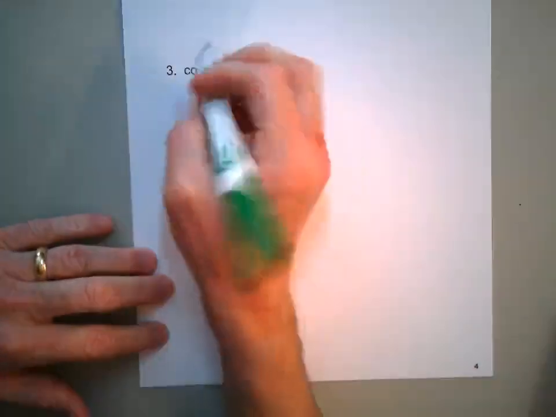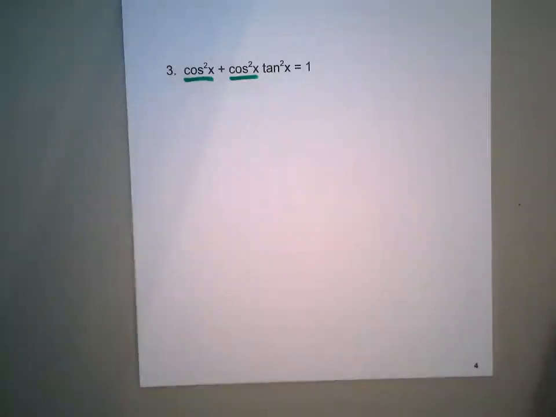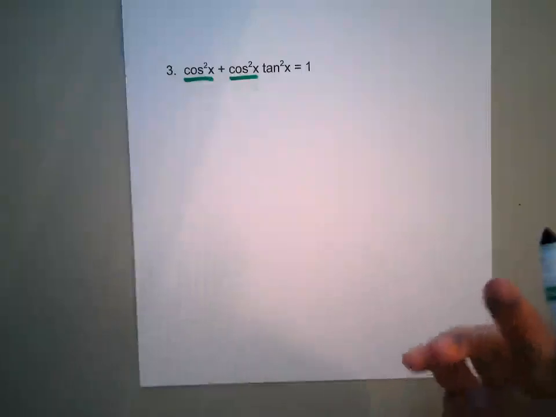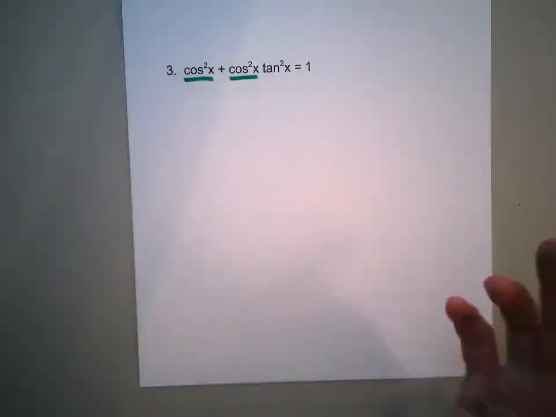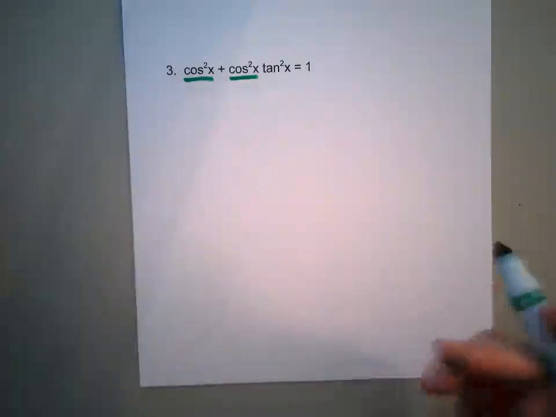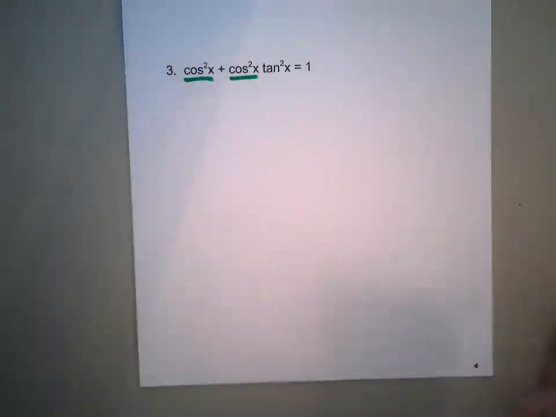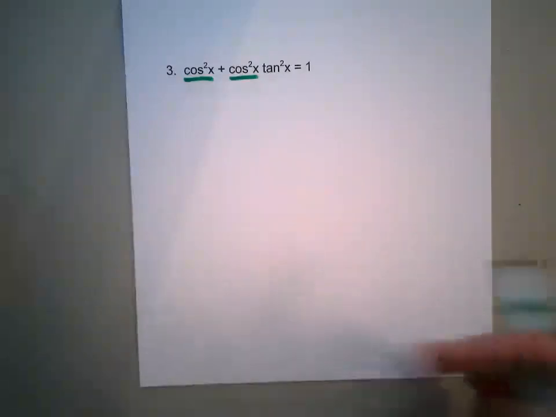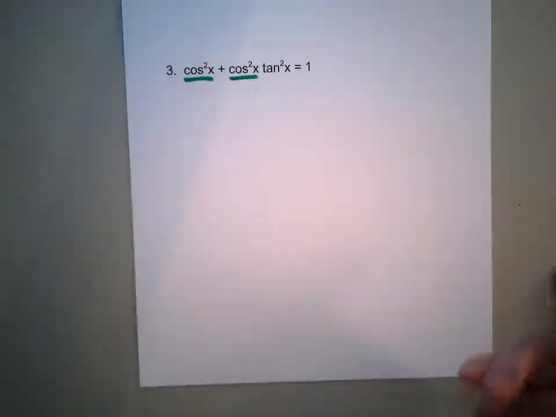what you might notice is that each one of these has a cosine squared. Now again, this is just my thinking of this, okay? And this is a technique that's going to come in handy later on when you get into some tougher problems. There are other ways to do this, and so you may be thinking of another way to do this. So just bear with me. Watch what I'm going to do.